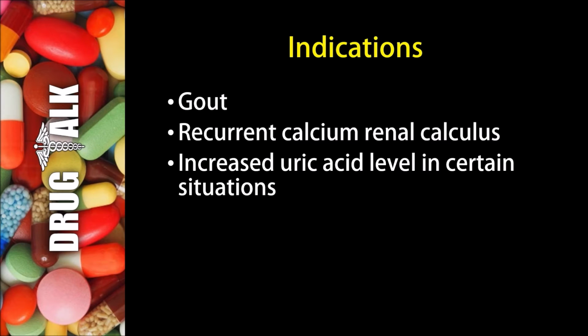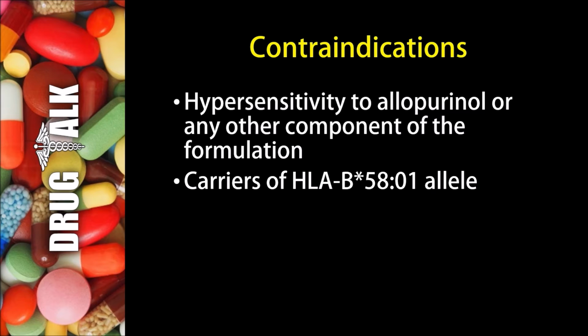In terms of indications or reasons we would prescribe this medication to a patient, we often see this medication used to treat gout. We see it used to treat recurrent calcium renal calculus, as well as increased uric acid levels in certain situations. With respect to contraindications or reasons we would not be able to prescribe allopurinol, we wouldn't give it to a patient who had a hypersensitivity to allopurinol or to any other component of the formulation. Also, carriers of the HLA-B5801 allele should not use this medication.